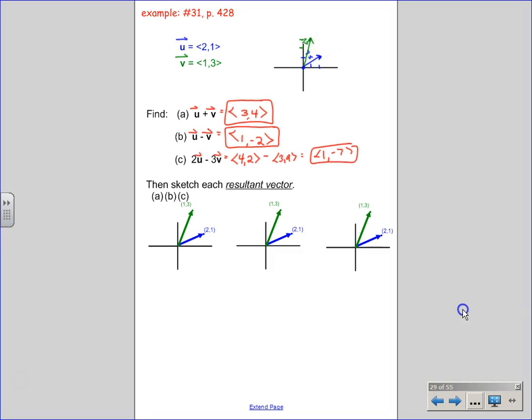Letter A said u plus v. Guys, shouldn't I be able to sketch 3, 4 pretty quickly? 1, 2, 3, 4. But how does that make sense? Every now and then my computer doesn't work with me. What happens if I flowed through one to get to the other? Okay, so my mind's a little bit off. But does it work? Yeah, flow through and you get your 3, 4.